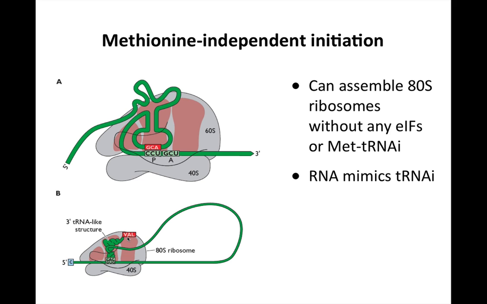This is interesting because the way we figure out how many genes are in any organism once we get its sequence is by looking for open reading frames that begin with a methionine. So we may be underestimating the number of proteins encoded in any genome if we just do that because we're missing these methionine-independent initiation events.